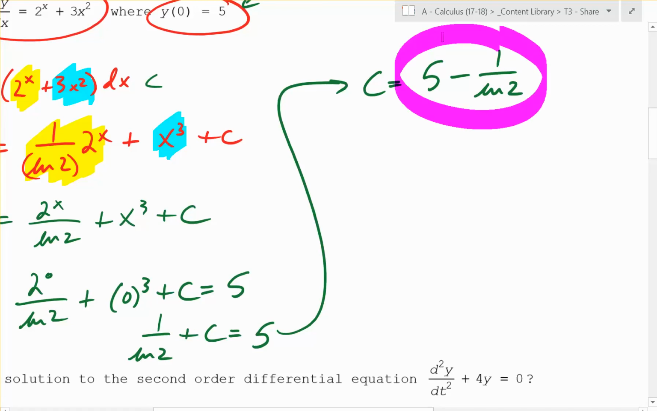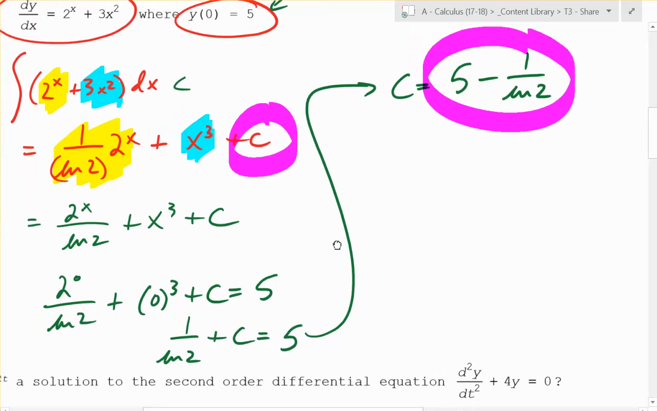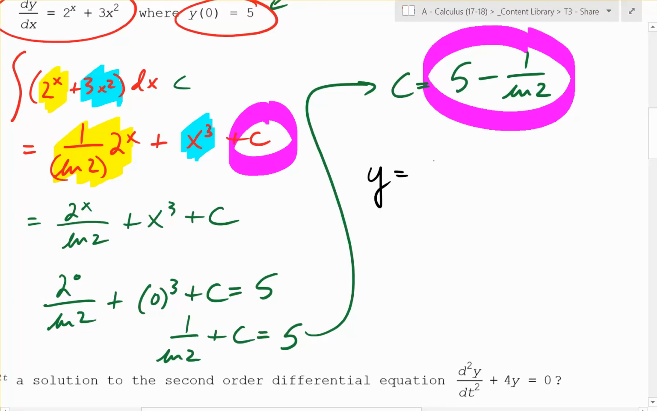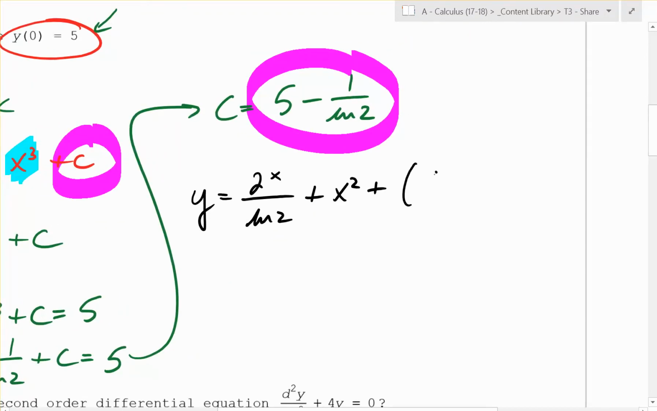So we just plug that in for c. So this is c, so it goes right there. So our final answer is going to be, y will be 2 to the x over ln 2 plus x cubed plus our c value, which is 5 minus 1 over ln 2. That would be our final answer. That's not a general solution, that's a specific solution because we've eliminated the c value. We found the c value.